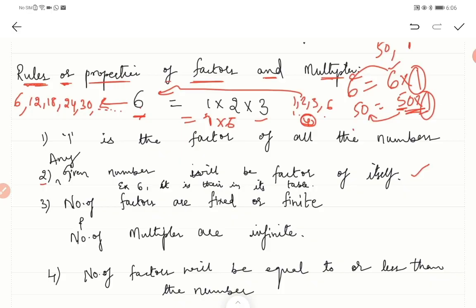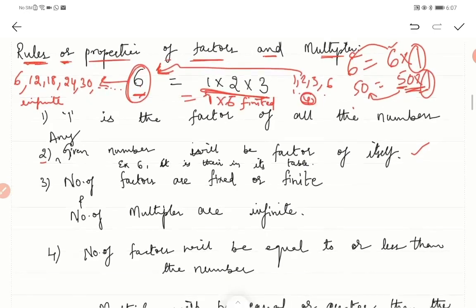So your multiples of any number are infinite, whereas factors of any number are finite, or you can say they are fixed. And the fourth point you can observe is that the number of factors will be equal to or less than the number.